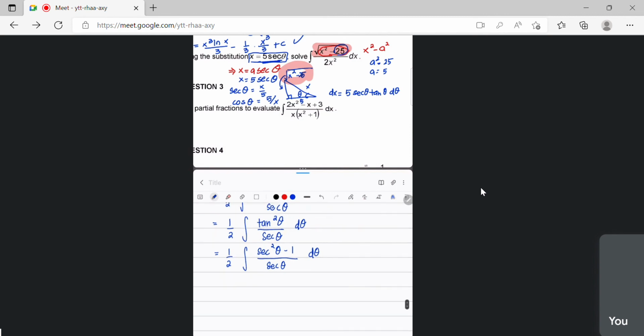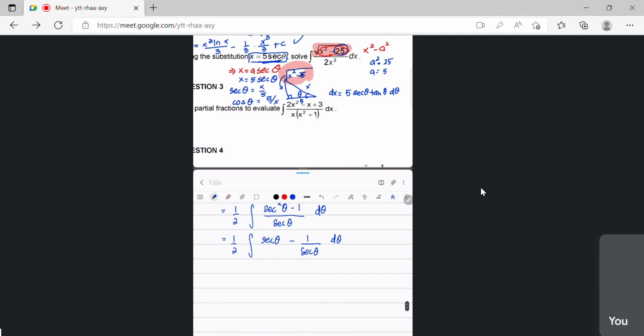Since operation ada numerator, then we can split the fraction. Secant squared theta divided by secant theta, then you will get the secant theta here, minus 1 over secant theta. So 1 over secant theta actually is equal to cos theta kan, sebab secant is 1 over cos. So kalau 1 over cos, so kita akan dapat cos balik kan.